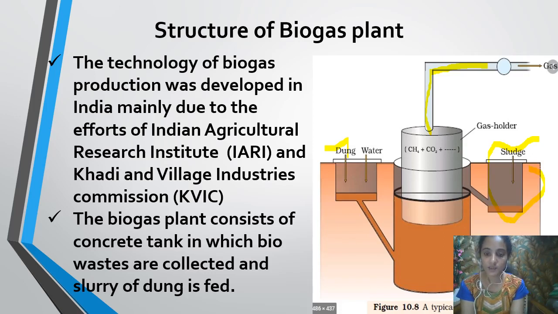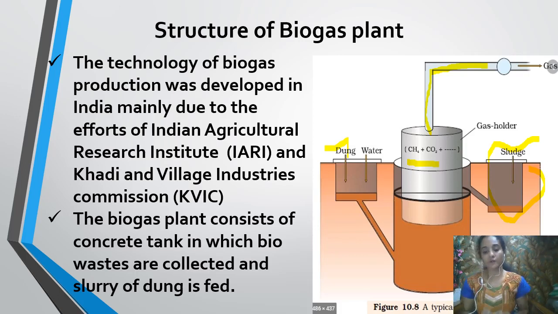Here you can see that because of the effect of bacteria, methane is produced, carbon dioxide is produced, and hydrogen gas has been produced. And this has been utilized as the methane gas. That gas has been collected, and through pipelines it can be connected to houses, factories, any small scale industries, it can be used.